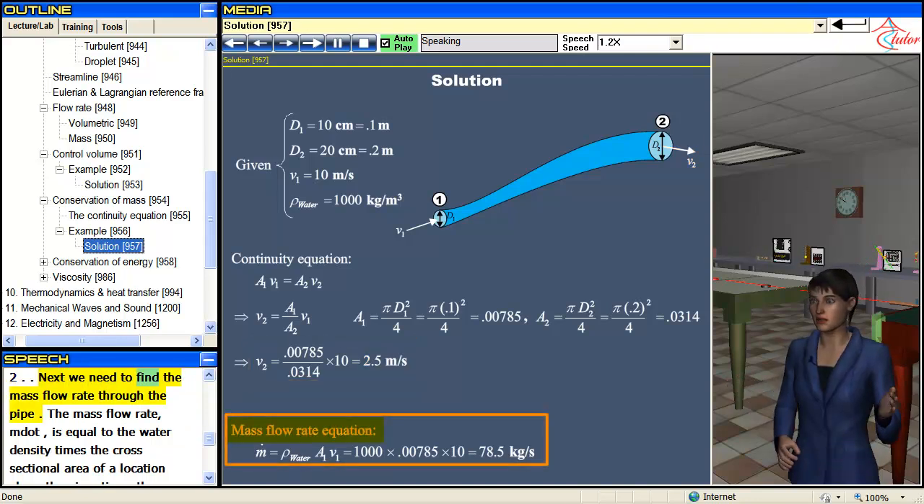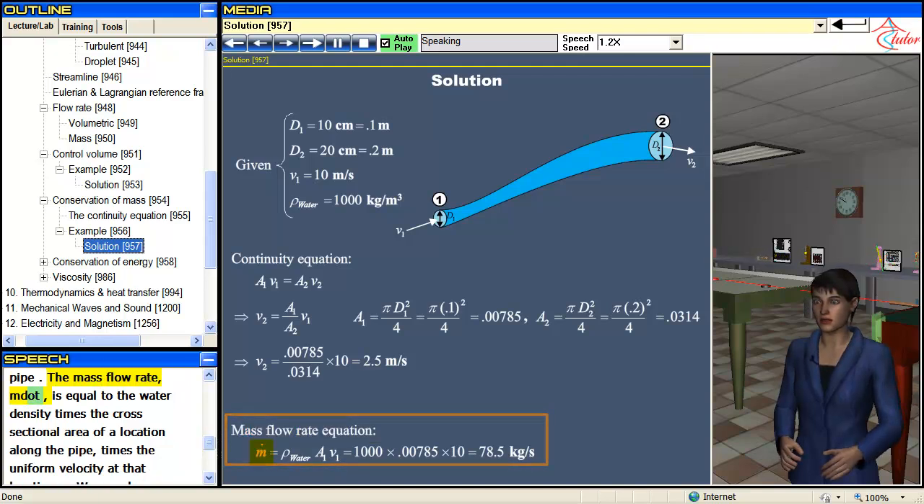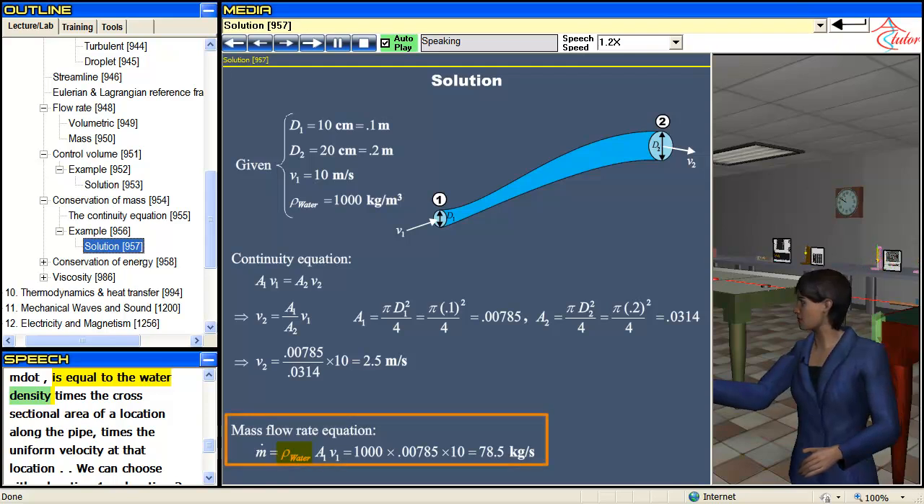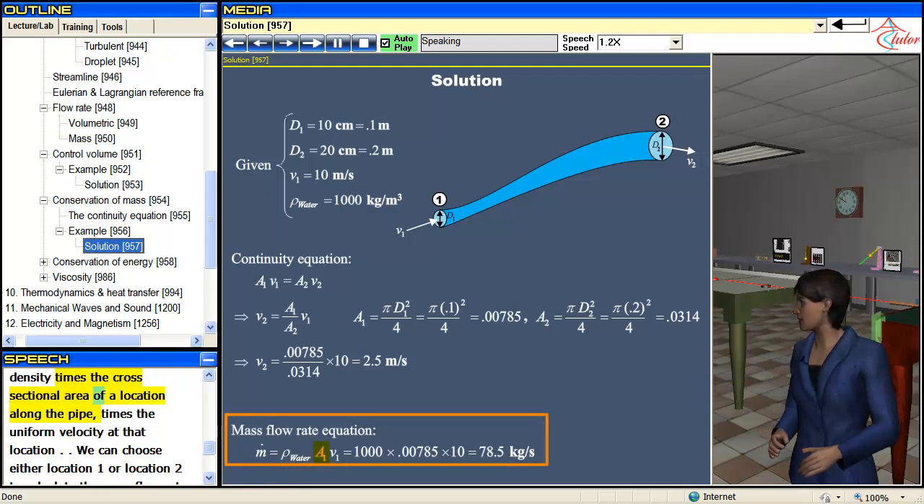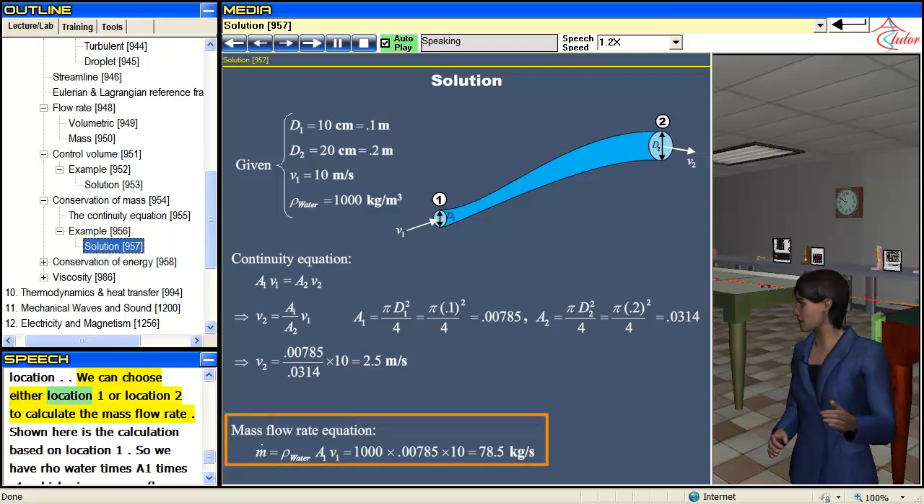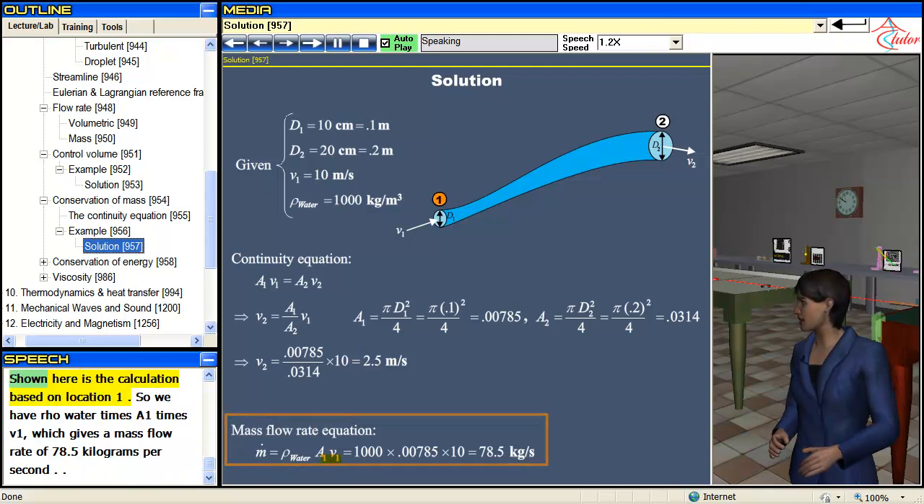Next we need to find the mass flow rate through the pipe. The mass flow rate, m dot, is equal to the water density times the cross-sectional area of a location along the pipe, times the uniform velocity in that location. We can choose either location 1 or location 2 to calculate the mass flow rate. Shown here is the calculation based on location 1. So we have the water density times A1 times V1, which gives a mass flow rate of 78.5 kilograms per second.